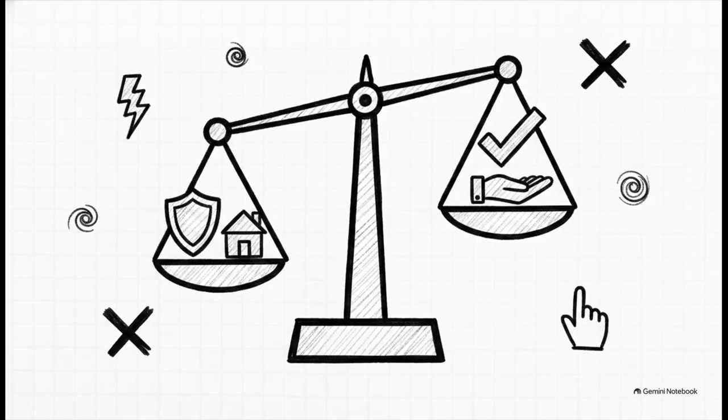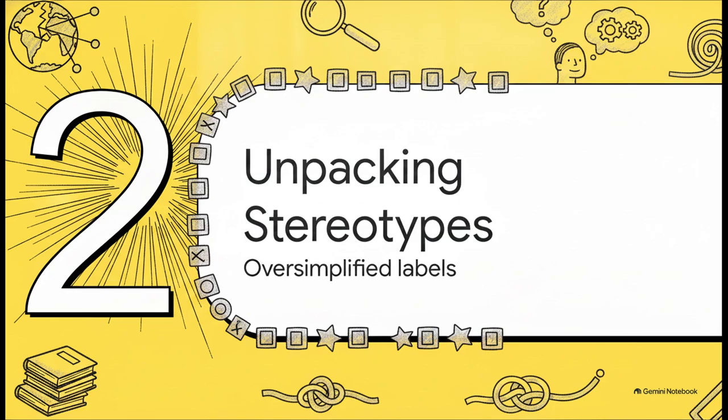So the absolute golden rule here is this. A truly informative message should persuade us without ever resorting to insults, discrimination, or unsupported fear. Even if the underlying goal is positive, like, say, promoting internet safety or encouraging disaster prep, the message itself absolutely must remain truthful, respectful, and fair. Period. Moving on to section 2, unpacking stereotypes.